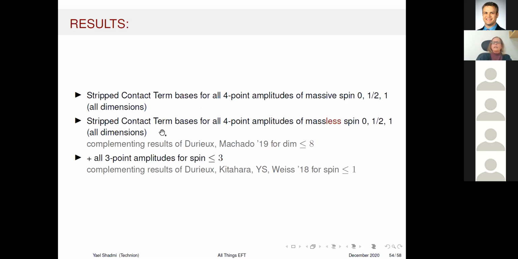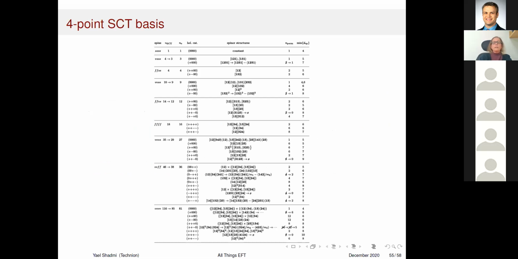There are also similar results for massless amplitudes going to all dimensions. And one thing that I mentioned already is that there are bases for all the 3-point amplitudes for spins going up to 3. So these are the results for the 4-point amplitudes that you need for the Electroweak theory. I'm not going to go through them, but just to give you an idea of the list. It's not a huge list. This is everything that you need.